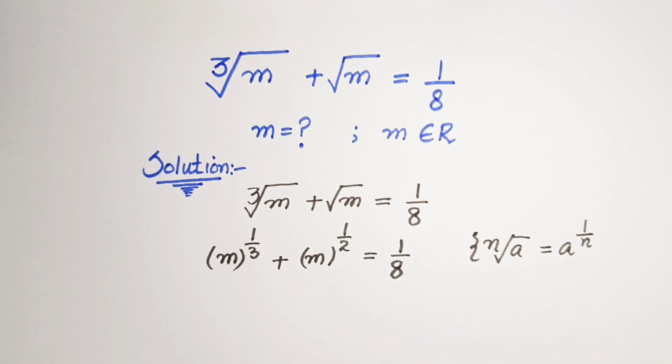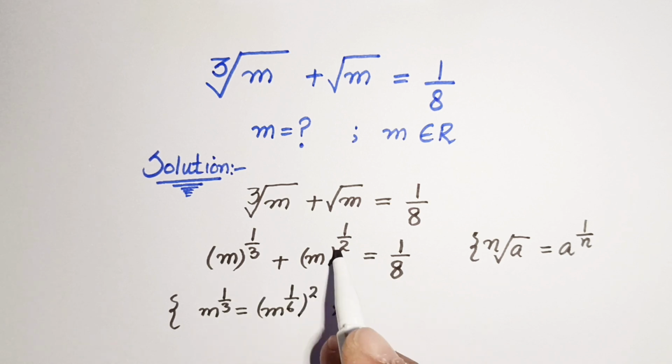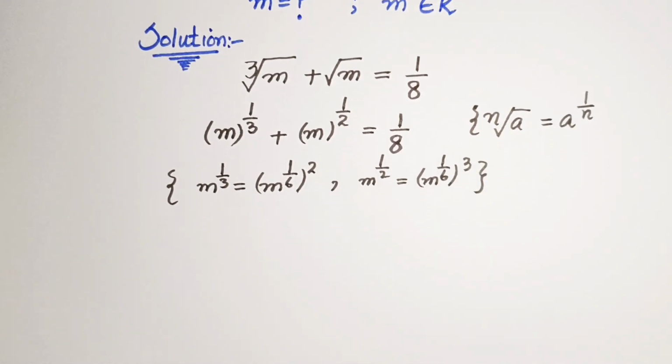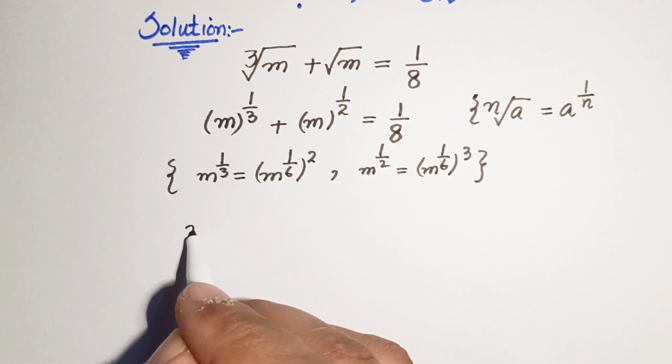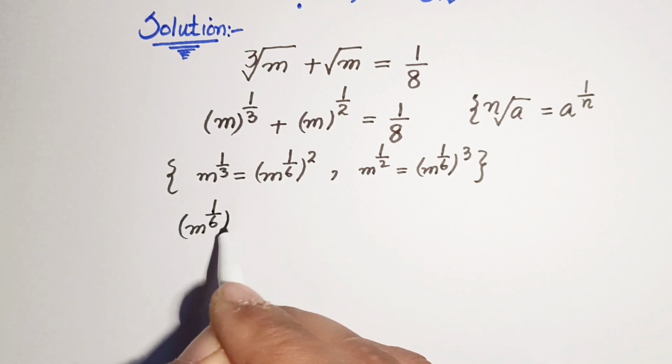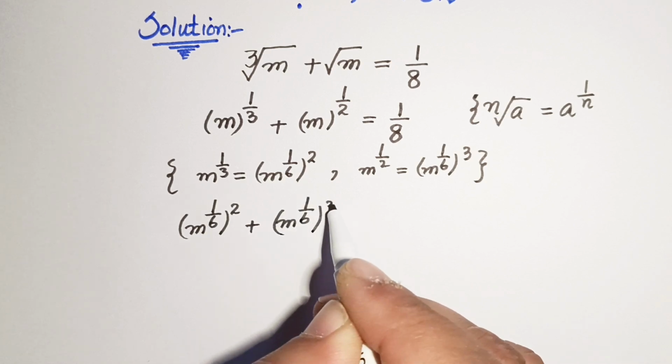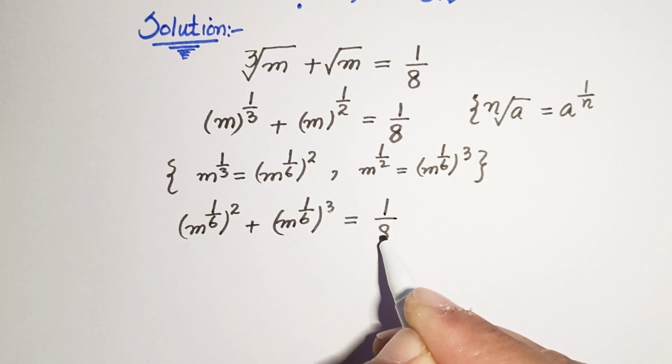Now m to the power 1 over 3 can be written as m to the power 1 over 6, whole squared, and similarly m to the power 1 over 2 is equal to m to the power 1 over 6, whole cubed. Substituting these values, we get m to the power 1 over 6 whole squared plus m to the power 1 over 6 whole cubed, which is equal to 1 over 8.